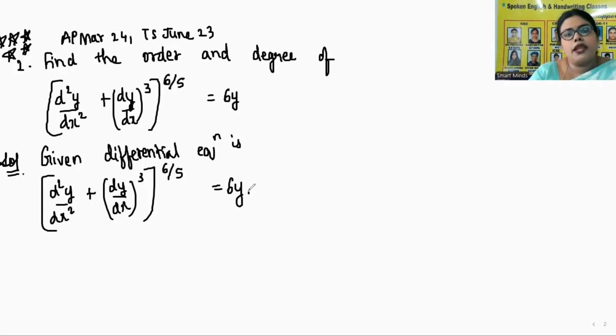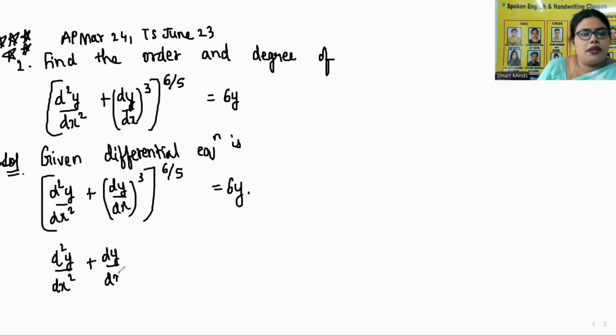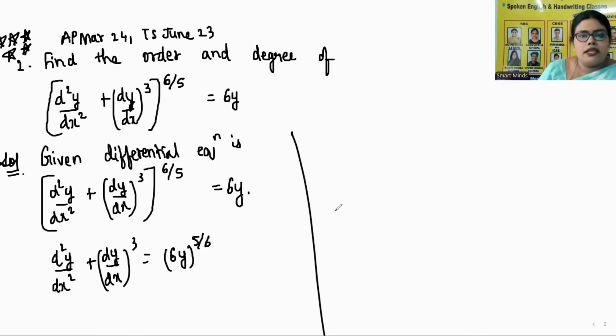So we should get rid of those fractions. So we are shifting that power 6 by 5 to the other side. So what will it become? d square y by dx square plus (dy by dx) whole cube is equal to (6y) whole power, 6 by 5 if I shift there it will become power 5 by 6. Now here you have dy by dx and d square y by dx square. Which is the highest order?